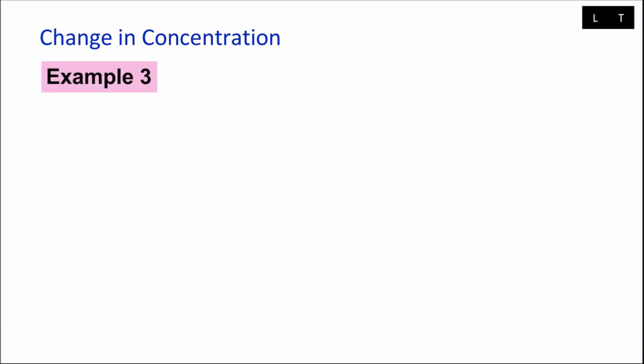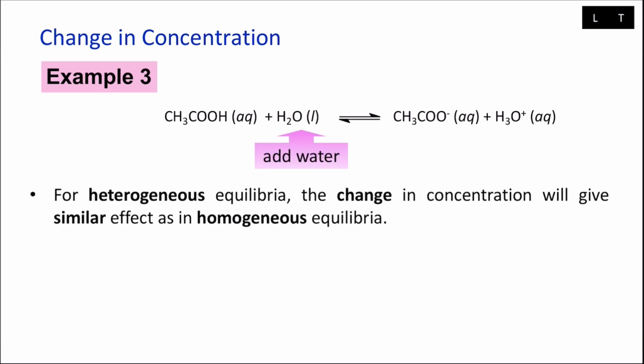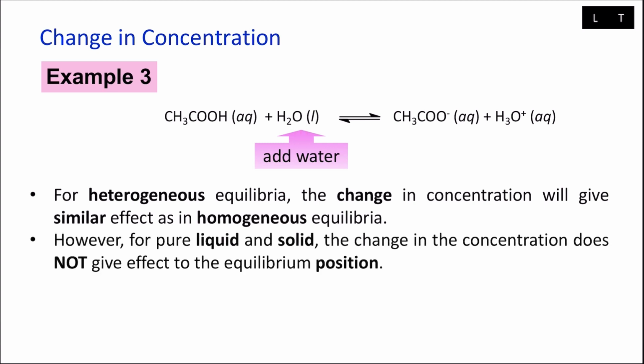Saya ada example 3. So example 3, this is the equation. What happened? For heterogeneous equilibria, the change in concentration will give similar effect, sama macam homogeneous equilibria. However, if you disturb the system by adding or reducing species in solid or liquid, change of concentration does not give effect to the equilibrium position. Maknanya dia tak akan beri apa-apa effect.